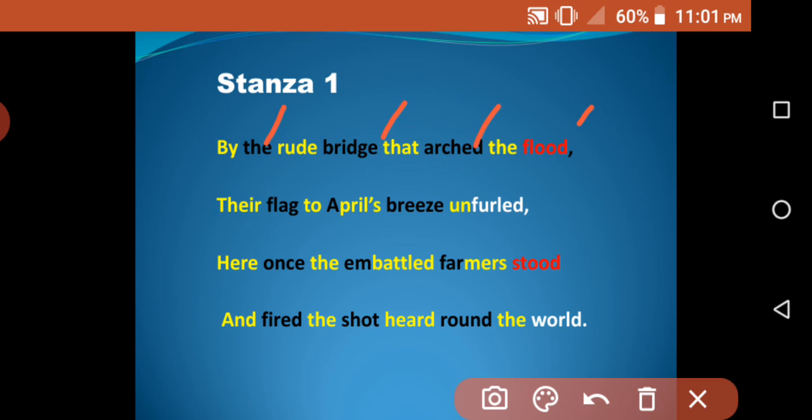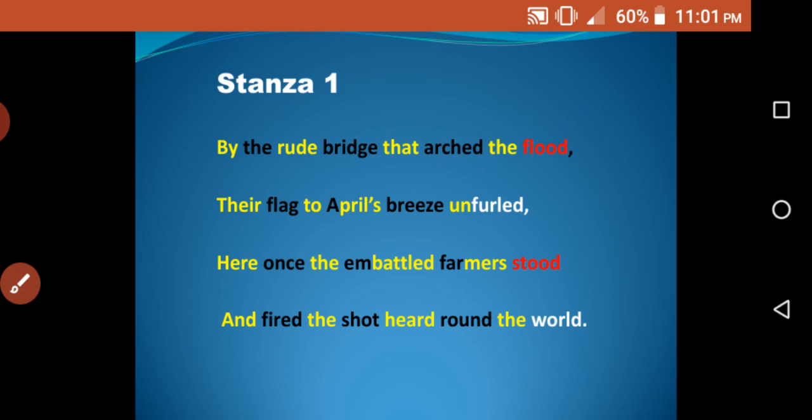So there are 8 syllables and 4 feet. That is why it is called iambic tetrameter. I have told you that iambic means two, so iambic tetrameter has 2 syllables per foot and 4 meters in the poem. Now we study the poem stanza by stanza.